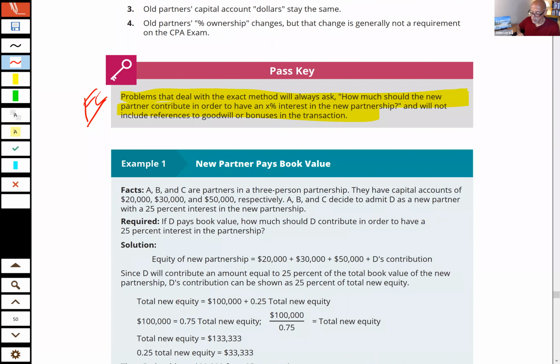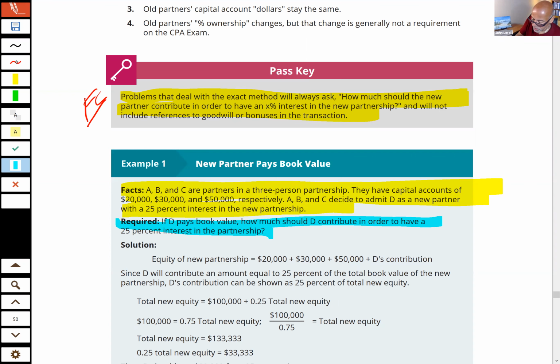Once you see that, you know that you need to use the exact method. Let's take a look at this question. ABC are partners in a 3-person partnership. They have capital accounts of 20, 30, and 50 respectively, and that's A, B, and C. Now they're going to admit D as a new partner, and D will get a 25% interest, and they want to know what D should contribute in order to get that 25%. Notice they didn't call out the exact method, but we know it's the exact method because they asked us what they need to contribute.